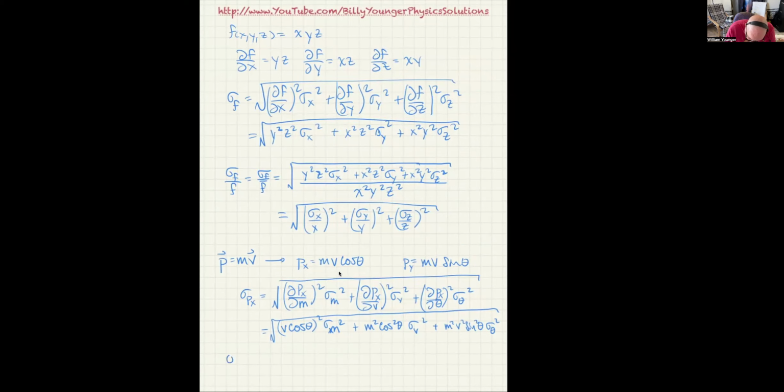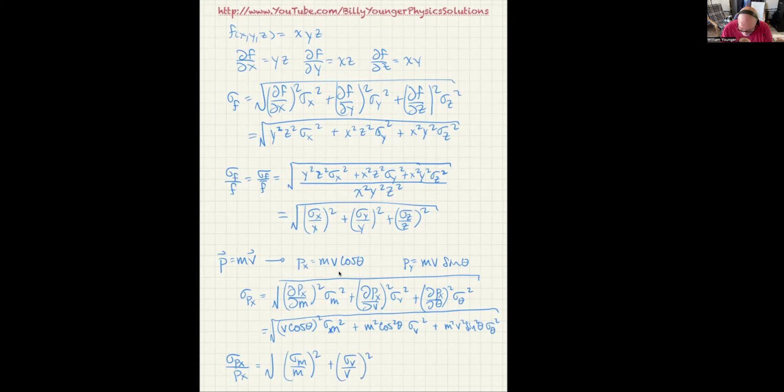But again, let's look at what happens when we do the fractional error sigma px over px. I'm basically going to divide by m squared v squared cosine squared theta. So this time it's going to be sigma m over m squared, because the v cosine theta both squared cancel out in the denominator. I'm also going to have m squared v squared cosine squared theta, so the m squared and the cosine squared cancel out in this case. So I get sigma v over v squared for the fractional uncertainty of the velocity.